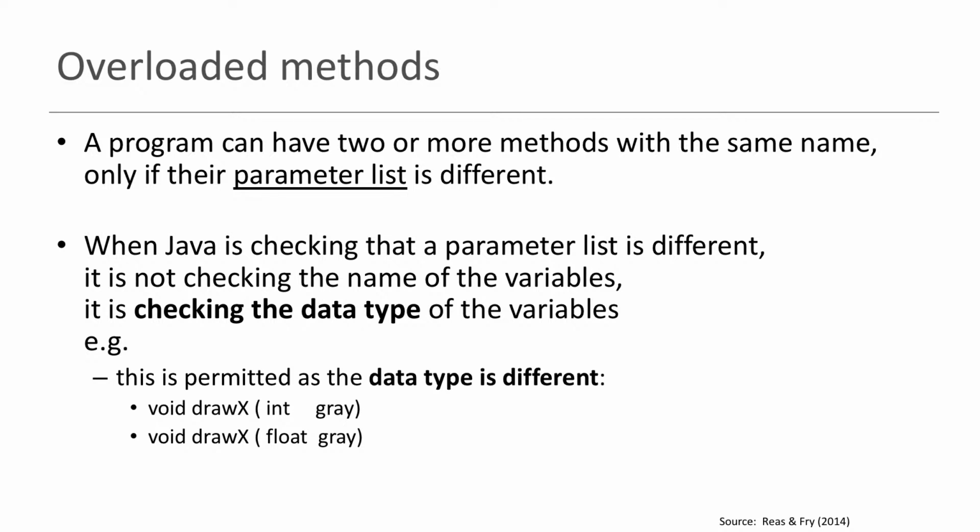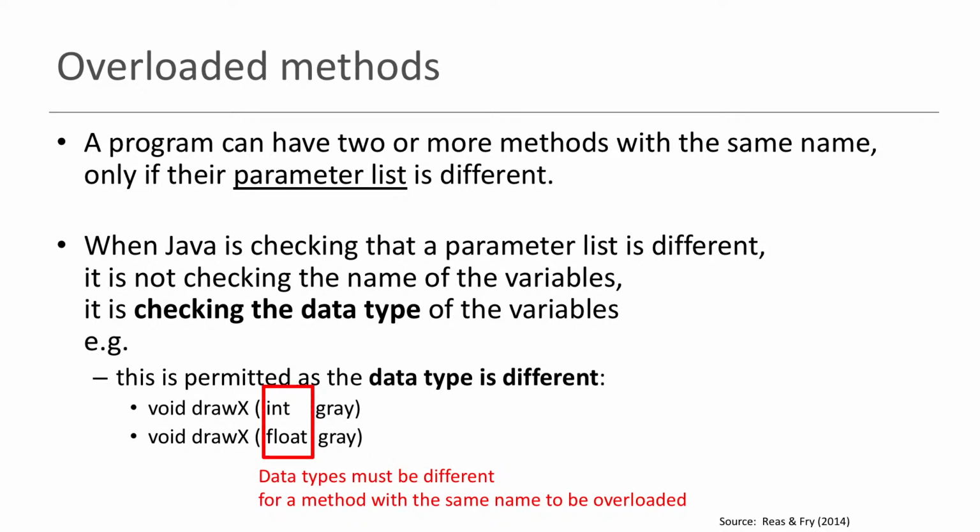For example, this is permitted as the data type is different. First example here, we have void draw x int gray, and the second one, void draw x float gray. So even though we have the same name for the parameter, the data type is different. And even though both of these examples have one parameter, the data type is what's different. Data types must be different for a method with the same name for it to be overloaded.